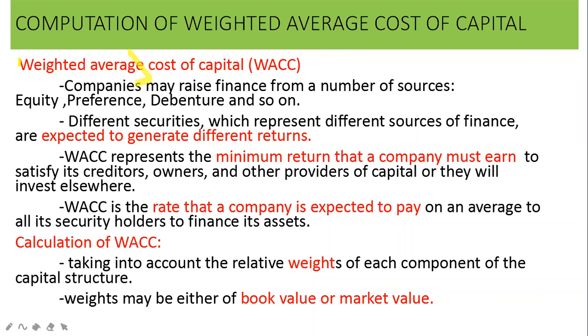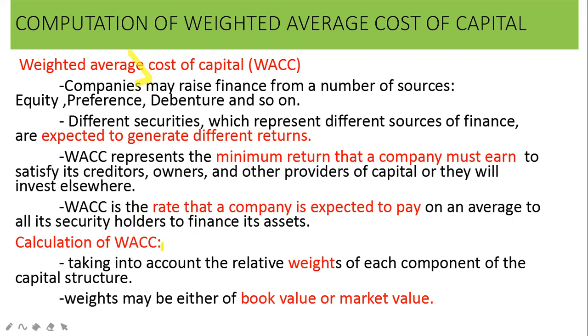Good morning, students. Today we are going to see how to calculate weighted average cost of capital using market value as the base. Normally, companies may raise finance from a number of sources, namely equity, preference, debenture, and so on. All these different securities are expected to generate different returns. By using weighted average cost of capital, we can know the minimum rate of return that the company must earn to satisfy all its investors, and the rate that the company is expected to pay on average to all its security holders.